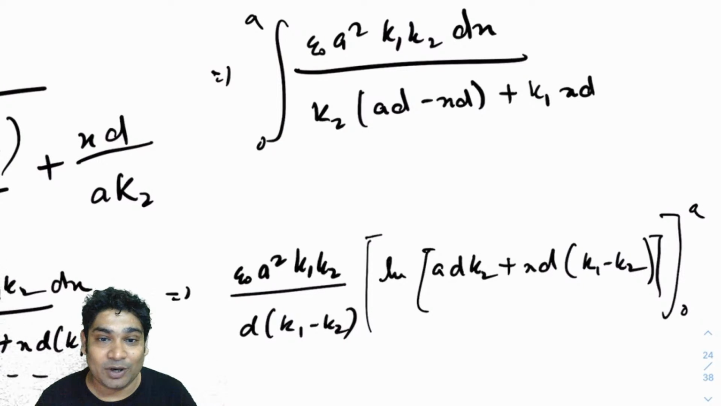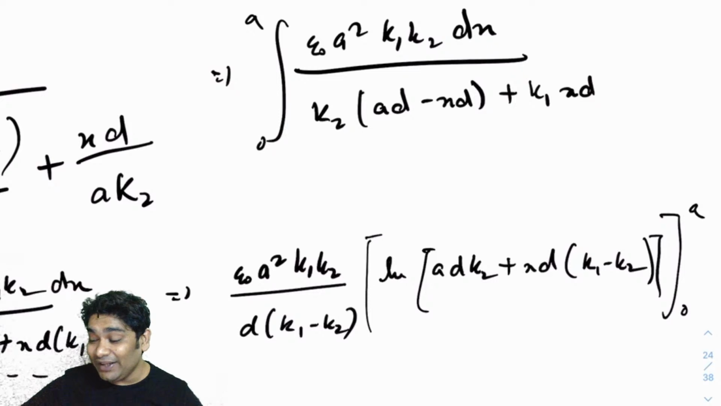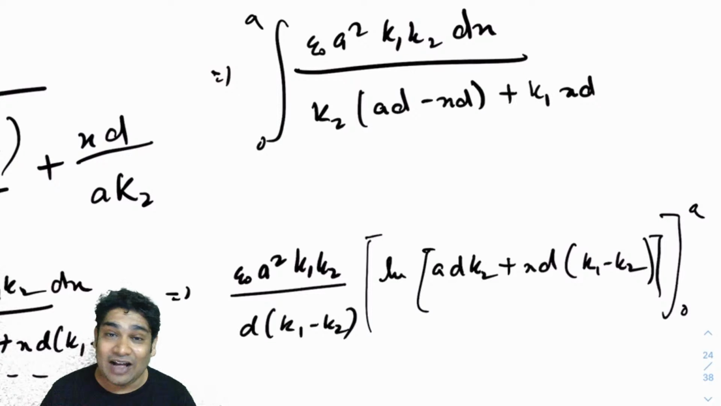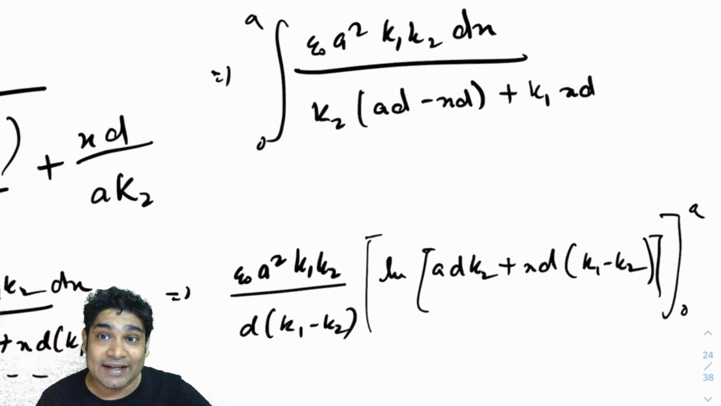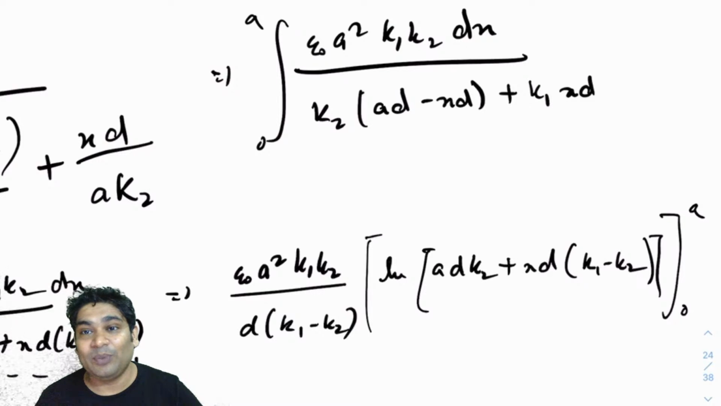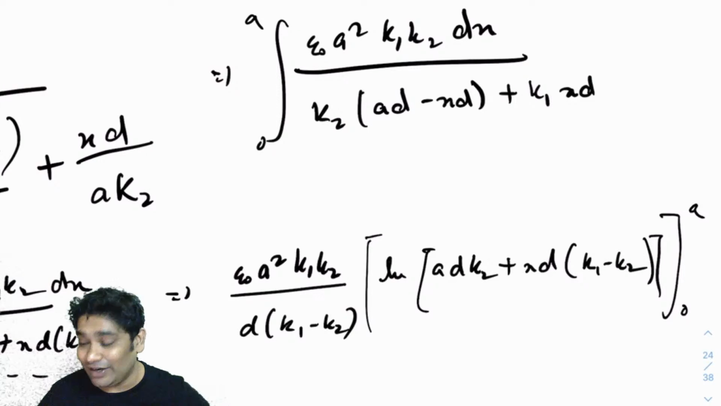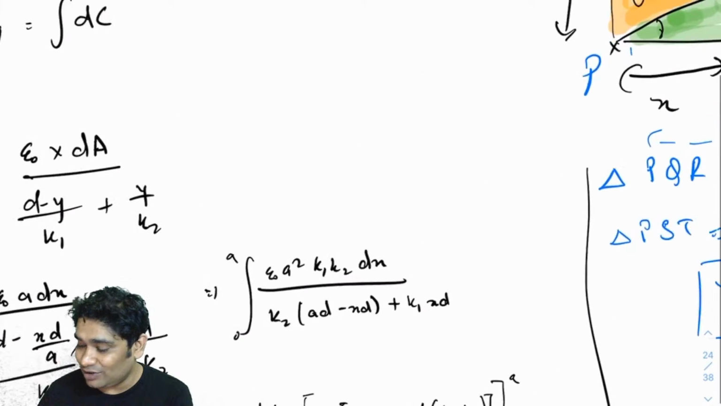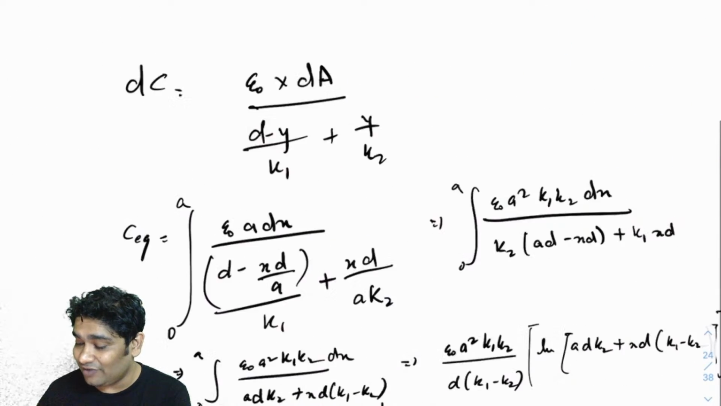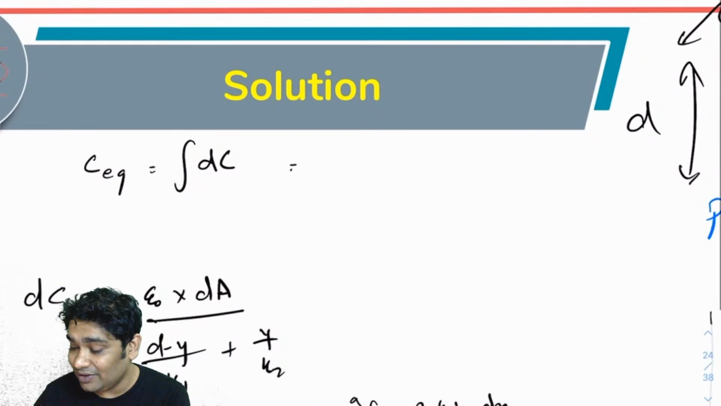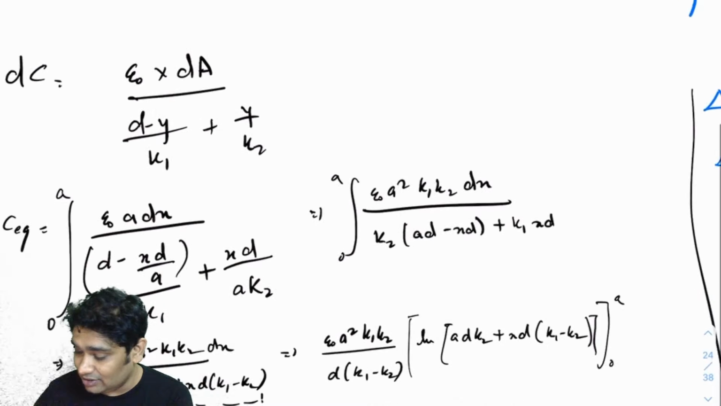Yes, it is tricky, prodigy. Now, when you put the limits, when you put it as 0, you will have a dk2. When you put it as a, then you realize a dk2 will get cancelled and you will have a dk1. So when you put the limits, you will get k2 over k1. Alright, so once you put the limits, your final answer would be, okay, so let's see.